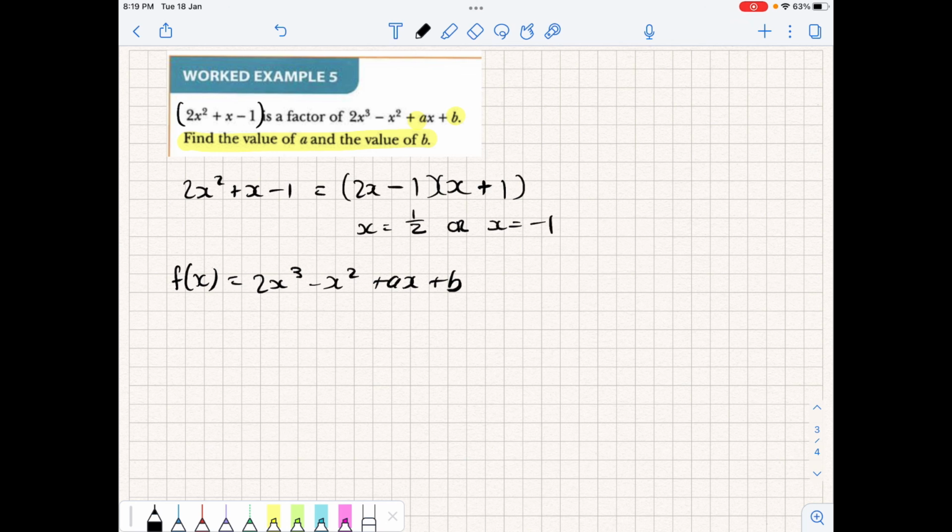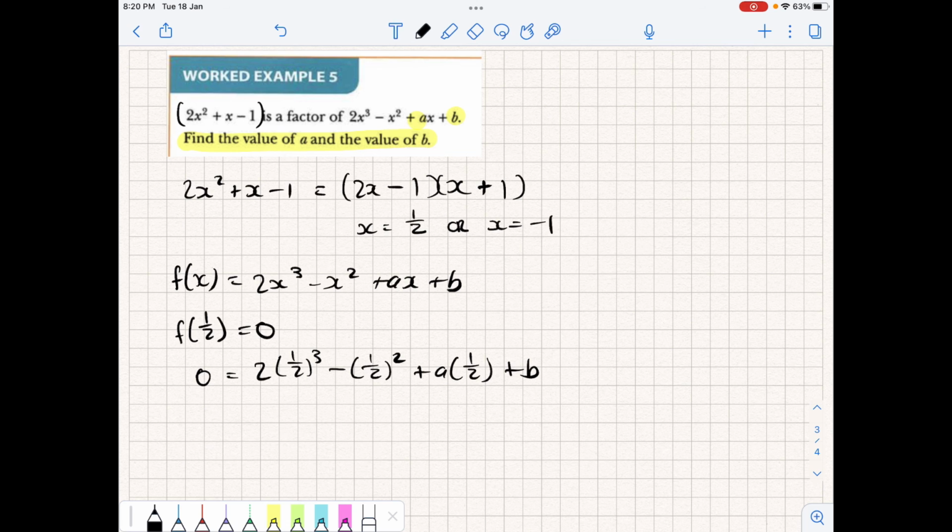Okay, the first linear factor that we found was 2x minus 1, so that's going to be a half. So let's substitute in a half into this polynomial. f of a half should give us 0. So when we plug in a half into this equation, it should give us 0 based on the factor theorem. So that means 0 is equal to 2 times 1/2 cubed minus 1/2 squared plus a times a half plus b.